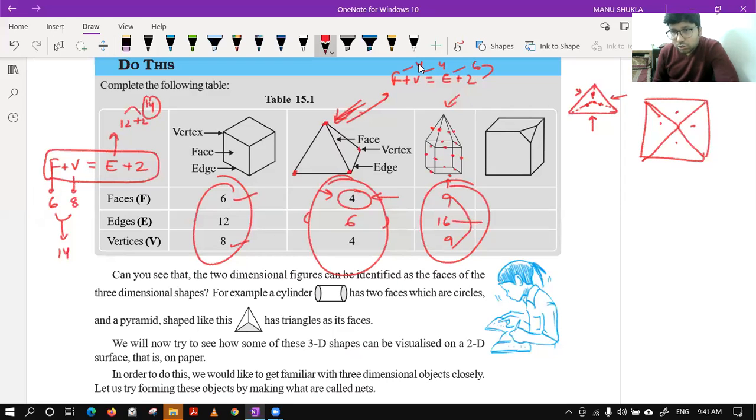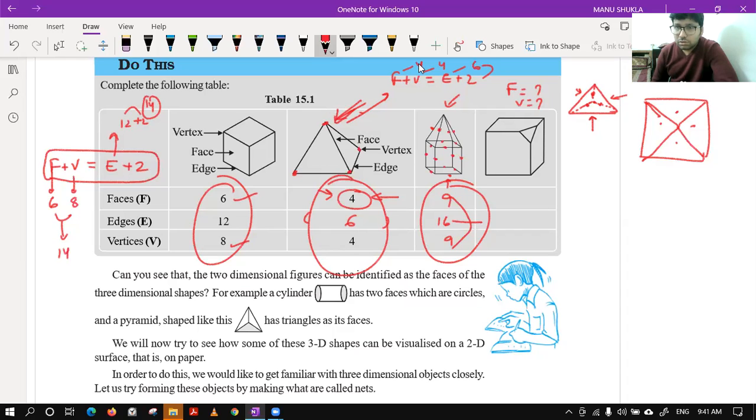Sir, it is used to check our answer. Yes, you can check your answer, you can verify your answer with this thing. And in some cases, maybe I'm not giving you any figure, I'm just giving you F equal to something, V equal to something, and I'm asking you E. That also will work. Sir, 6 plus 8 equal to 14 and 2 is already added to 12.